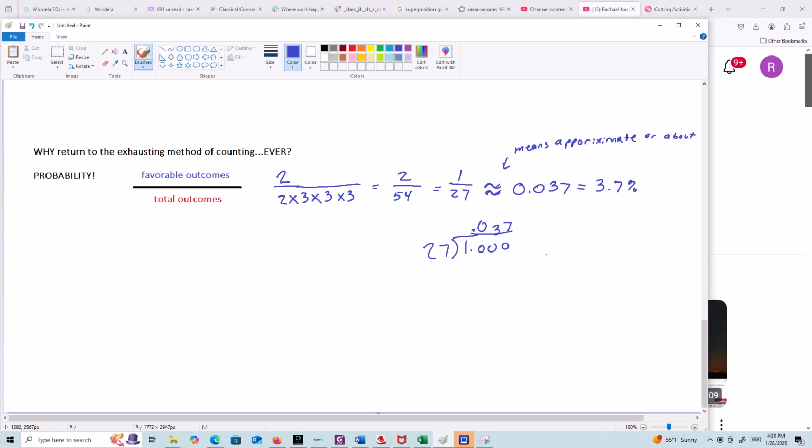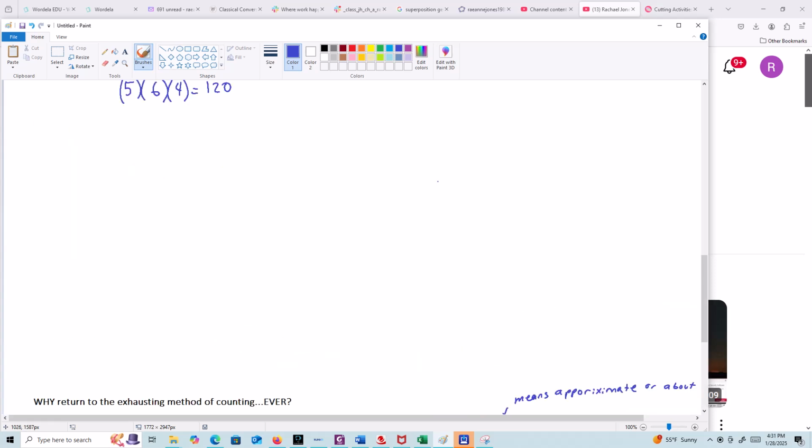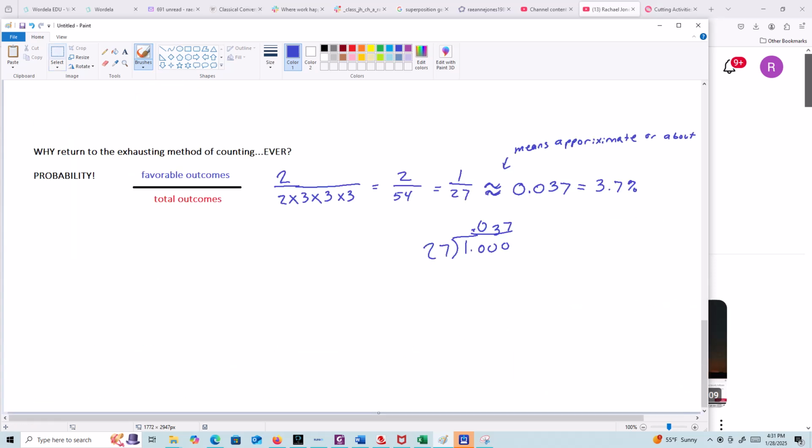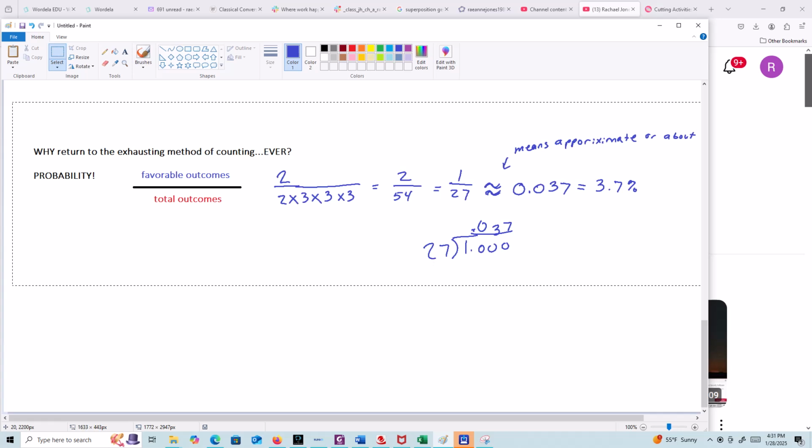All right, example 8.2b. One second, please. Need more space.